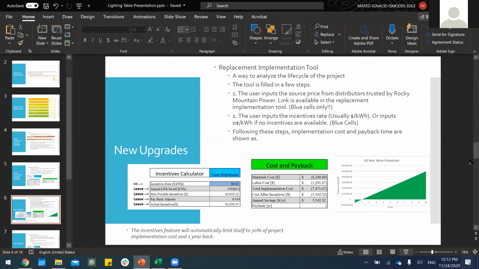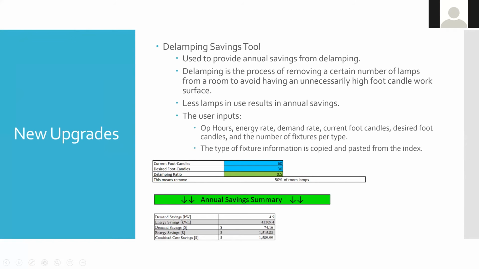Okay, so moving on, we have the lamping savings tool. This is a new tool Conrad and I developed. It was developed with Jesse as well. He helped us out. So basically, this is this table.